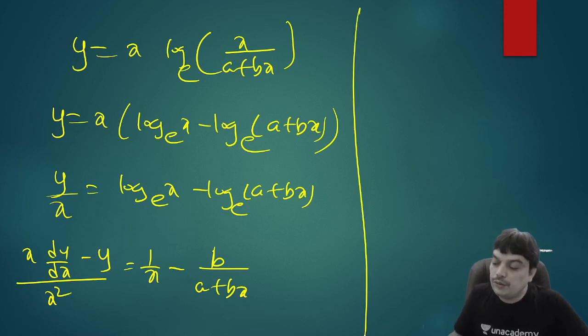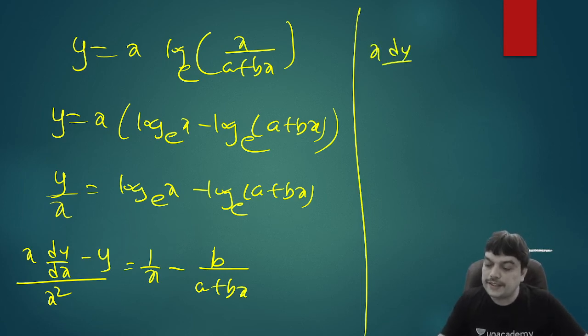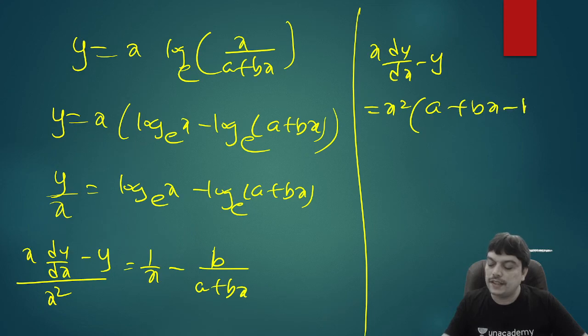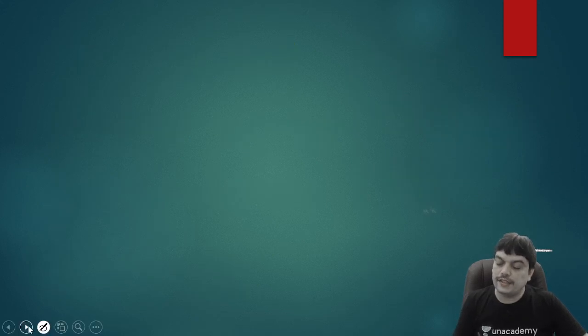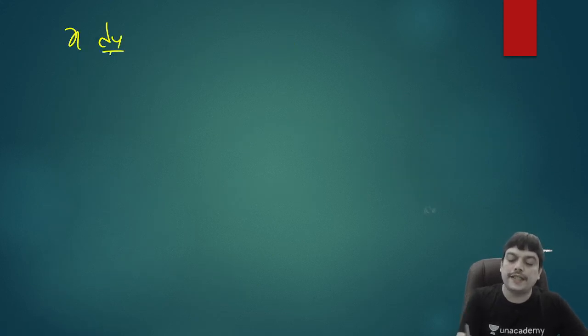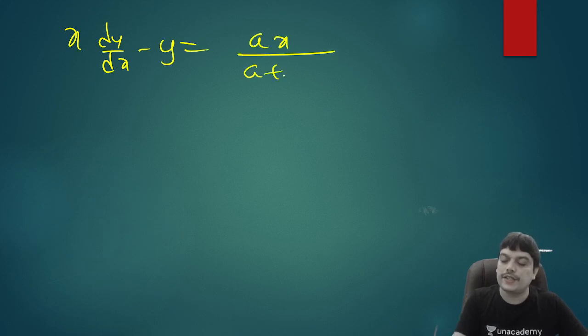So this will give you x into dy by dx minus y equal to, x square will multiply to the right hand side. And after finding the LCM, you will get a plus bx minus bx by x into a plus bx. So here this bx cancels out and one x also cancels out. You'll get ax by a plus bx. So let me just write that in the next slide. So x dy by dx minus y, we got ax by a plus bx. So call it equation 1.